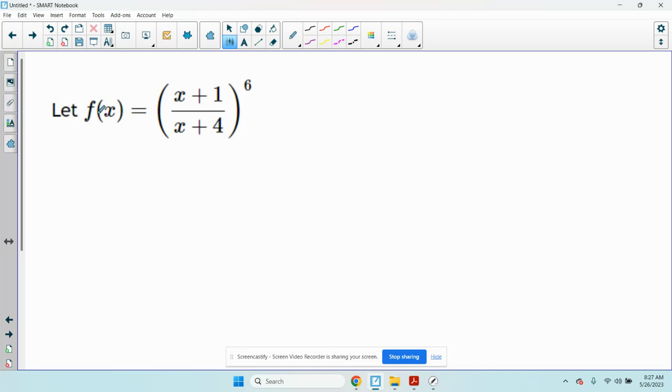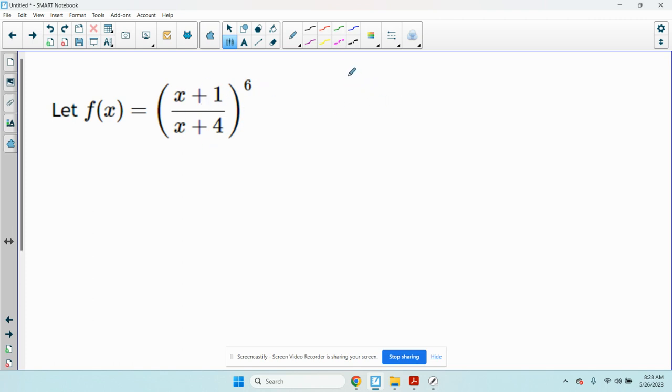Okay, and we have here f of x equals (x plus 1 over x plus 4), all encased in the power to the sixth. So hopefully this is obvious, that this is a nested function. The inner function is this quotient, x plus 1 over x plus 4. The outer thing is the thing it's contained in, which is this thing to the sixth power.